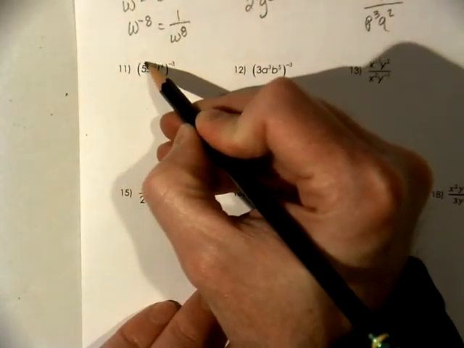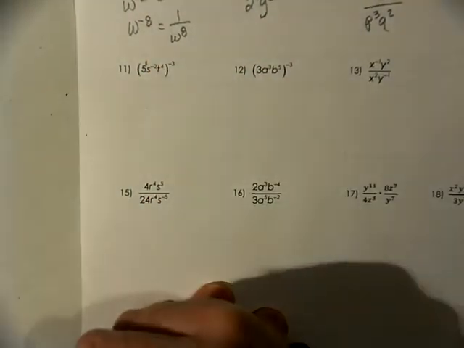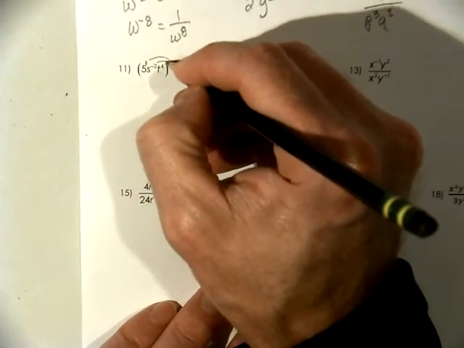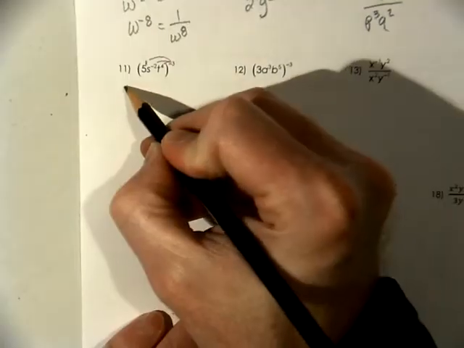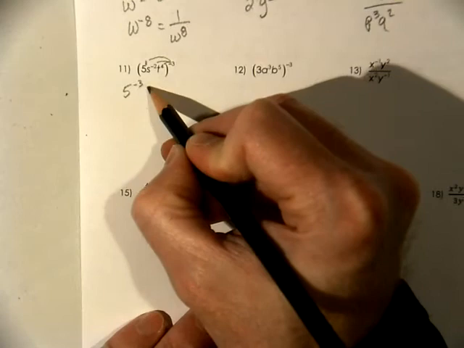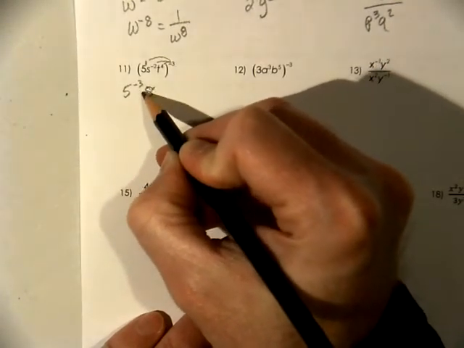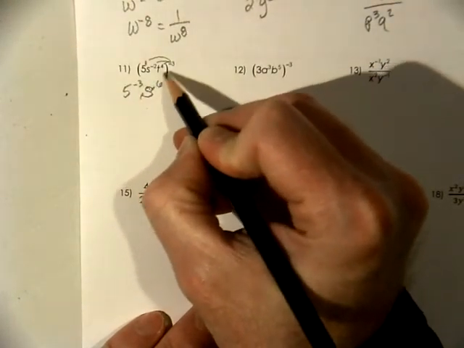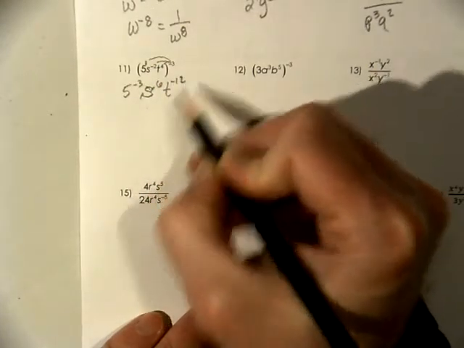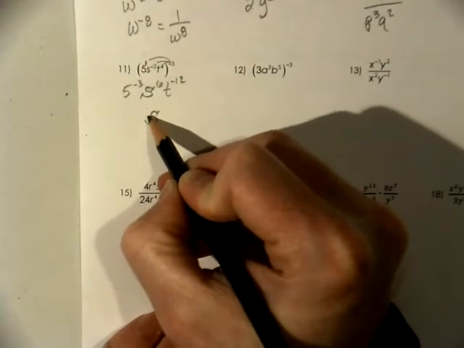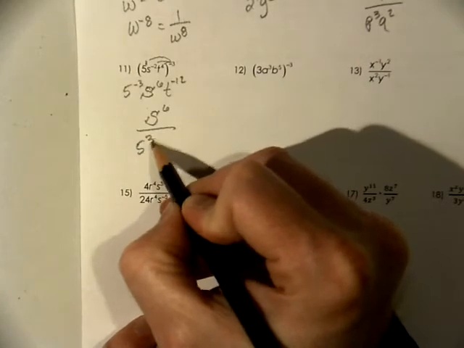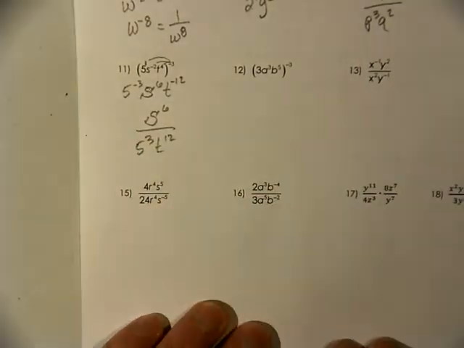We look at the 5, and the 5 has its own exponent. So when we distribute the exponent to each one of those, this becomes 5 to the negative 3rd exponent, and s to the positive 6, because negative 3 times negative 2 is positive 6. t to the negative 12. So here we have s to the 6 over 5 cubed t to the 12th.